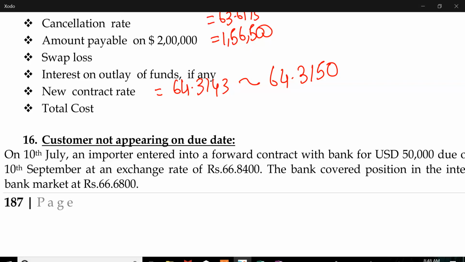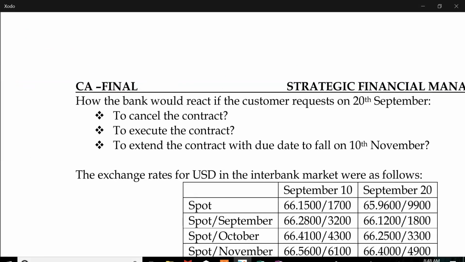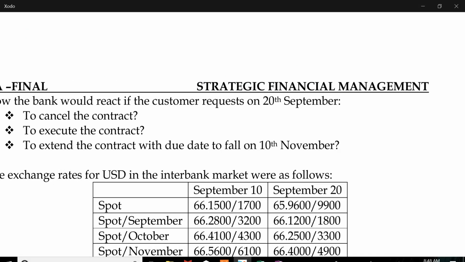Now let's try to understand the question. On 10th July, the customer said 66.84. Immediately bank A went to bank B and booked at what rate? 66.68. He comes on 20th September. He doesn't come on 10th September. He comes on 20th September and says three things. Cancel it, whatever total cost we get, that's where the problem ends. Execute means it will execute at the spot rate. Extend the contract means you have to take a new contract. So three parts to the solution: either cancellation, execution or extension.